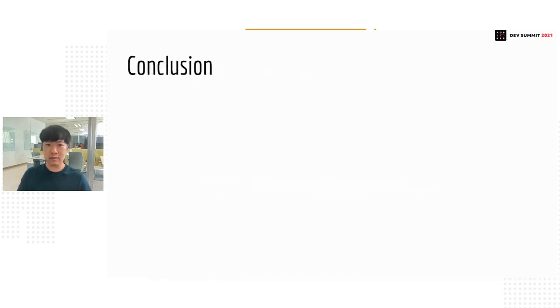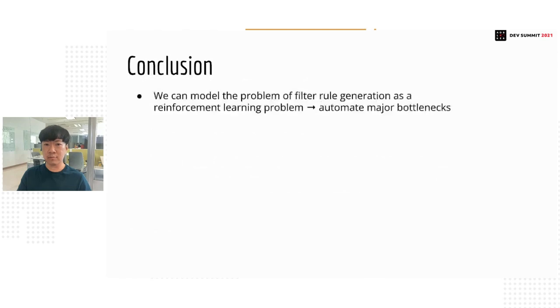And so in conclusion, we showed that we can model the problem of filter generation as a reinforcement learning problem. And in doing so, we're able to automate major bottlenecks. And special thanks to Arthur Kawa, who helped give us insight on the workflow of filter list authors.